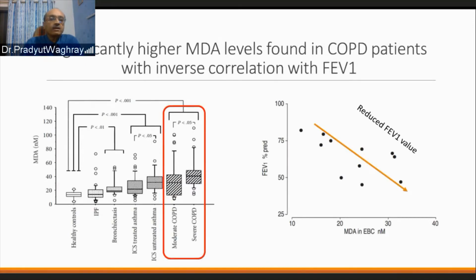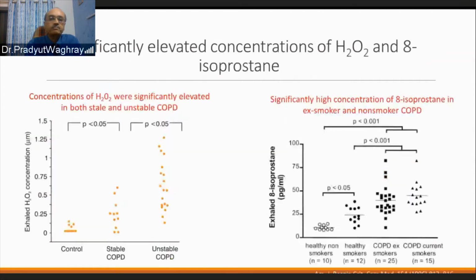This slide will show us, on the left hand side, that there is a significantly high level of oxidants like MDA, which are found in moderate and severe COPD patients. And they have an inverse correlation with the FEV1. What I mean to say is, as oxidants like MDA are elevated in the exhaled breath of COPD patients, there is a reduction in the lung function. So more the oxidants, less is the lung function. That is an inverse correlation between MDA rising and the fall in FEV1.